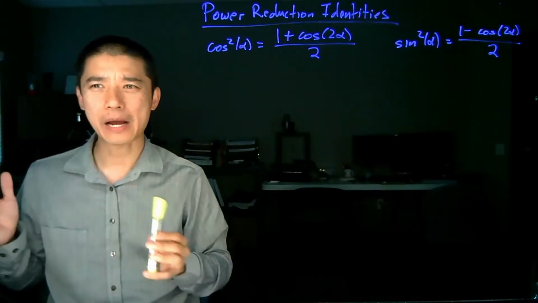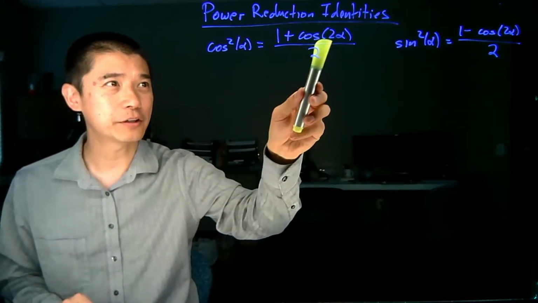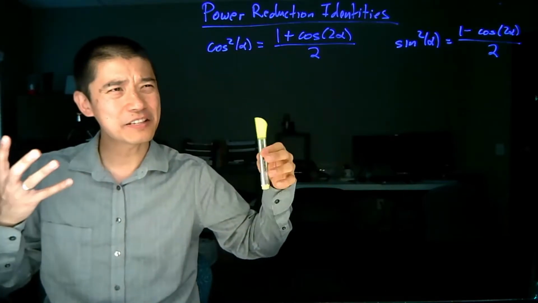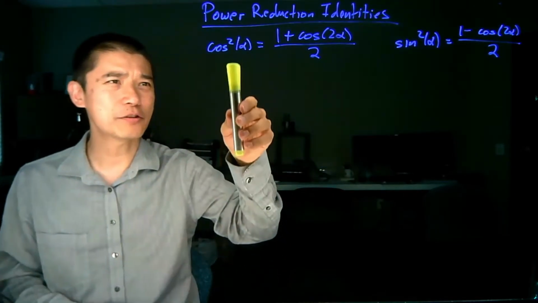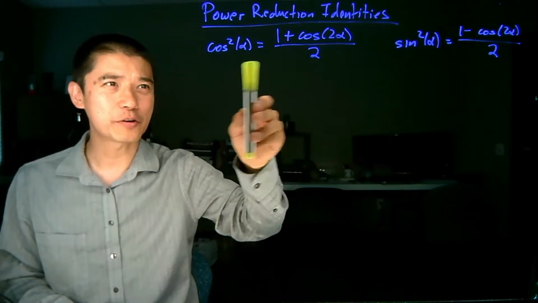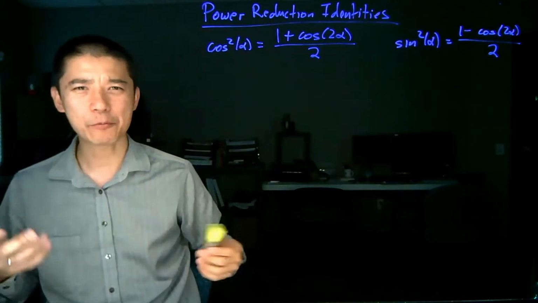Now, why are they called the power reduction identities? Well, you see you have a cosine squared here, and it turns into a cosine to the first. There's kind of this conservation of complexity. Cosine squared is more complicated than cosine to the first, but it's not just a regular cosine because we have to change the angle on the inside here. Now, why might we want to do that?